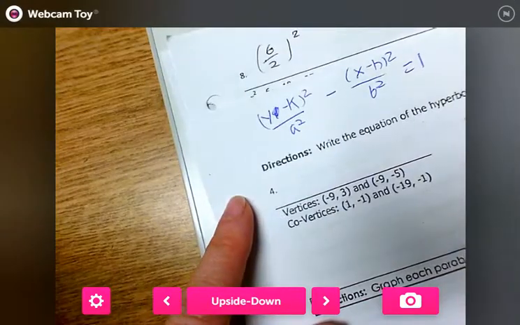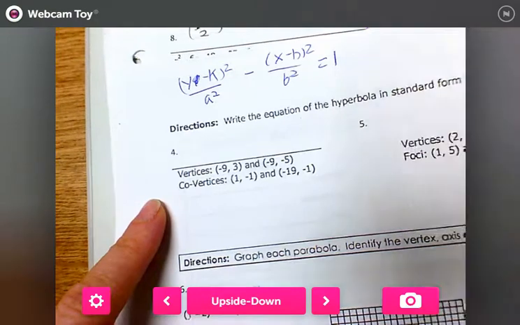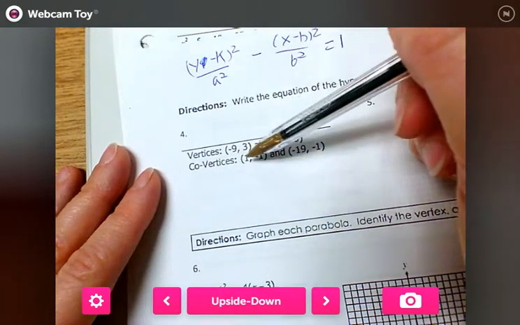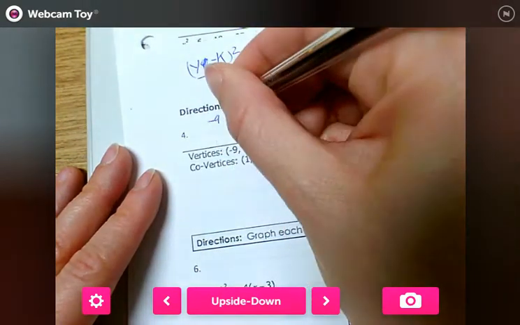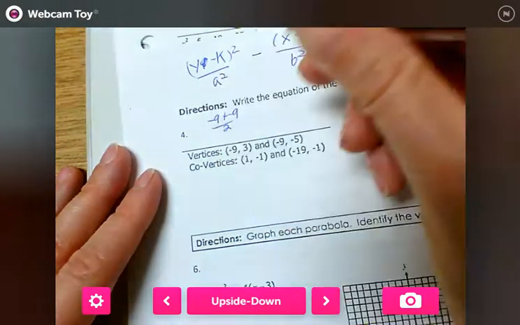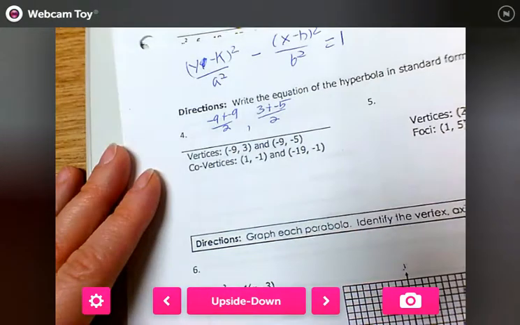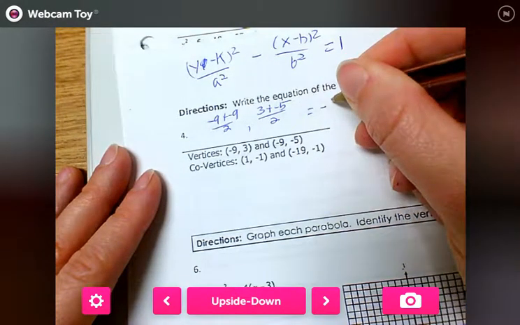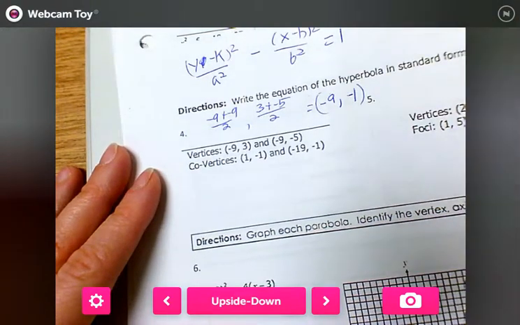Now, we want to find the center. In order to find the center, we take either the vertices or the co-vertices and use the midpoint formula. So I'm going to go -9 plus -9 divided by 2, and 3 plus -5 divided by 2, comma, in between. This gives me a center of -9, comma, -1.